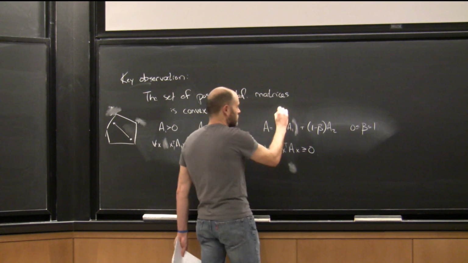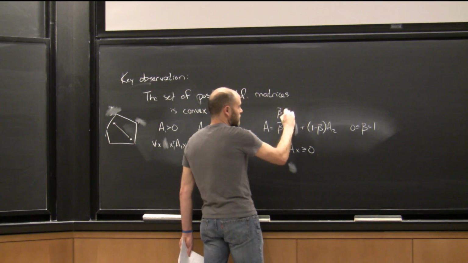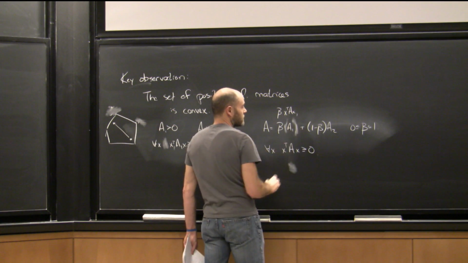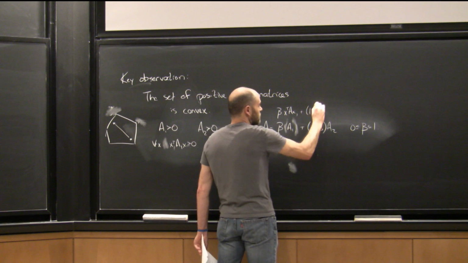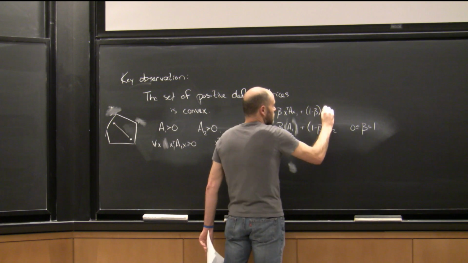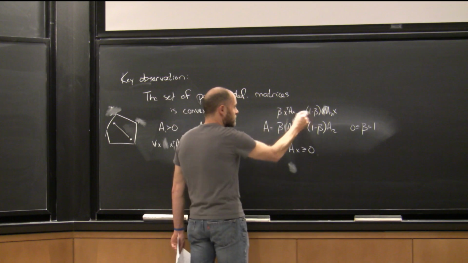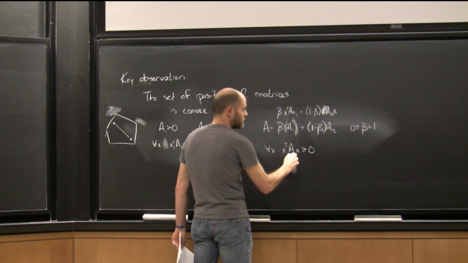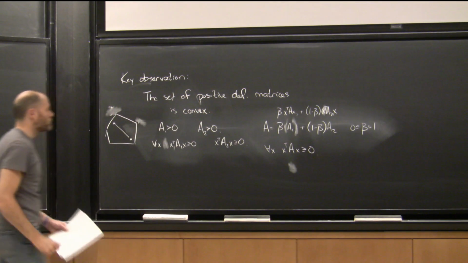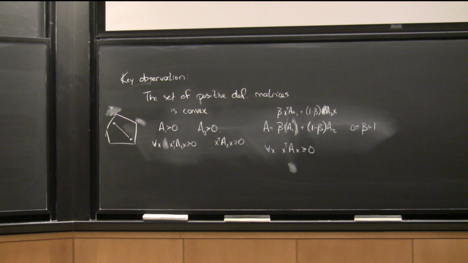This tells me that beta, which is greater than 0, times x transpose A1 x, which is greater than or equal to 0, plus (1 minus beta) times x transpose A2 x, which is greater than or equal to 0. I can just pull the x's out, stick the betas in, shuffle, and I get this. Okay? So it's cool. In the matrix coefficients, if I have 2 positive definite matrices, then affine combinations of those positive definite matrices are also positive definite.